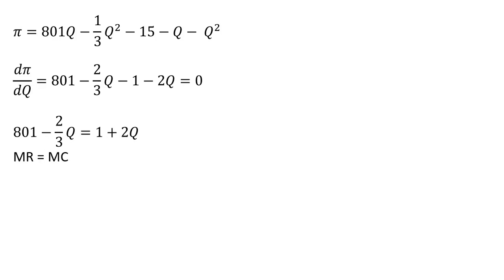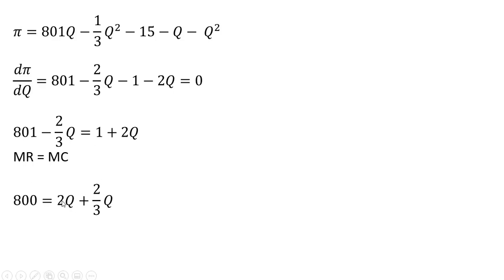So what we essentially have here on the left-hand side, we have marginal revenue. If you were to take the derivative of the revenue function, you'd get back this 801 minus 2/3 Q. And on the right-hand side is marginal cost. If you were to take the derivative of the cost equation, you'd get back this equation, the marginal cost equation. So now we're just going to solve this for Q.